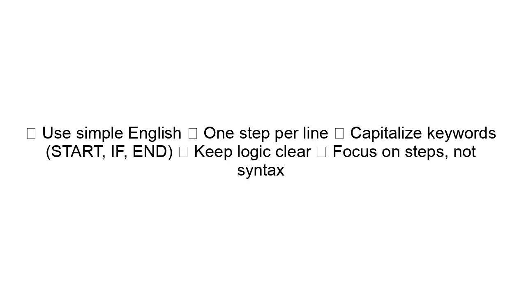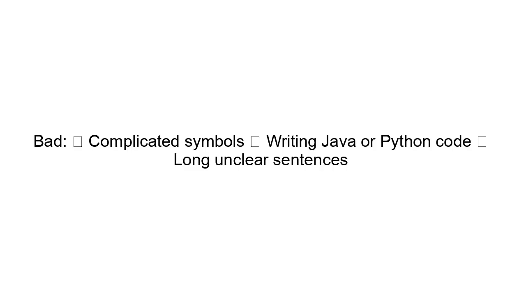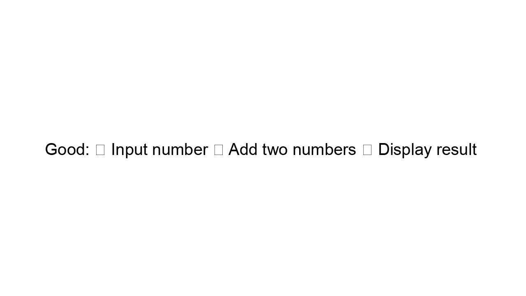Bad: complicated symbols, writing Java or Python code, long unclear sentences. Good: input number, add two numbers, display result.